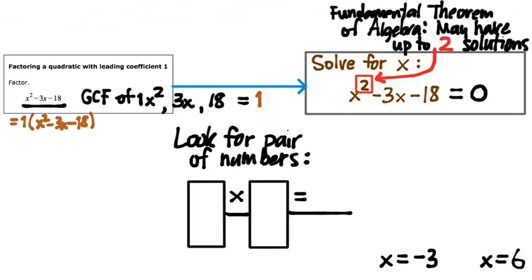When you were doing your work on this? Negative 18. And that negative 18 came from the constant term in our trinomial. So my pair of numbers, when I multiply them together, have to give me negative 18.